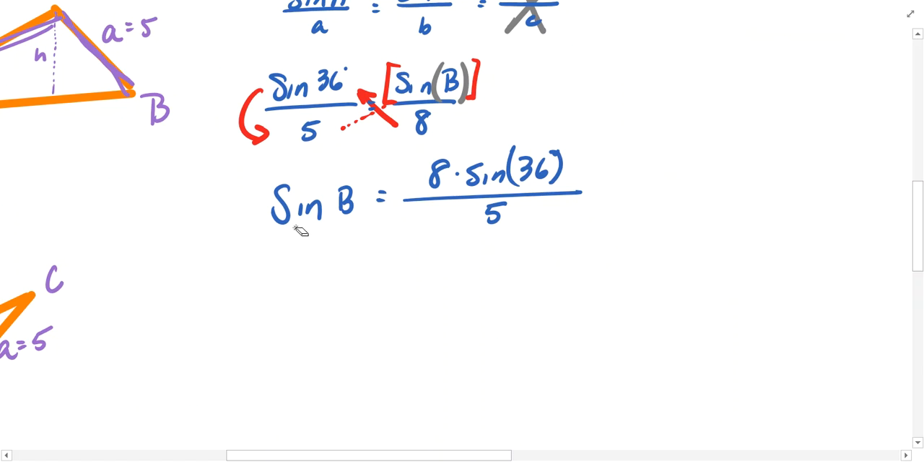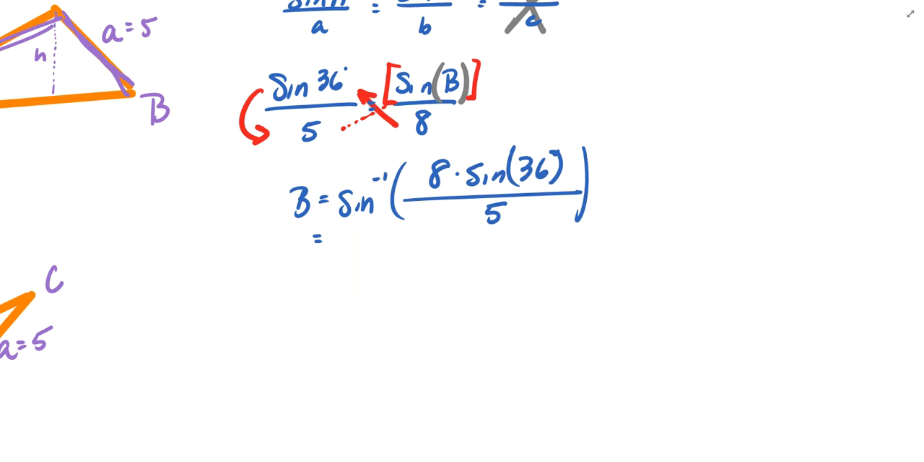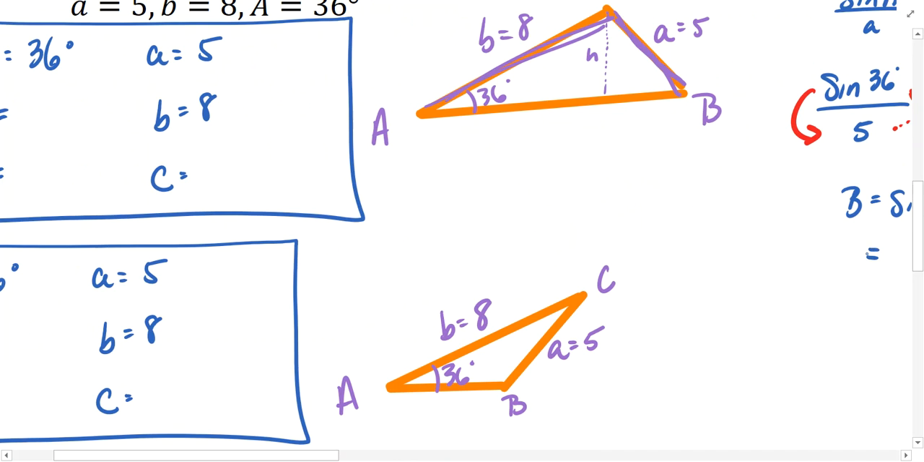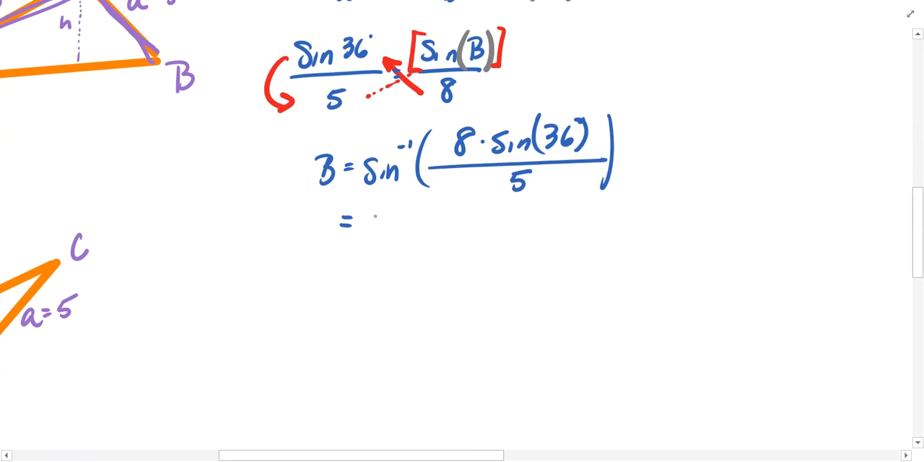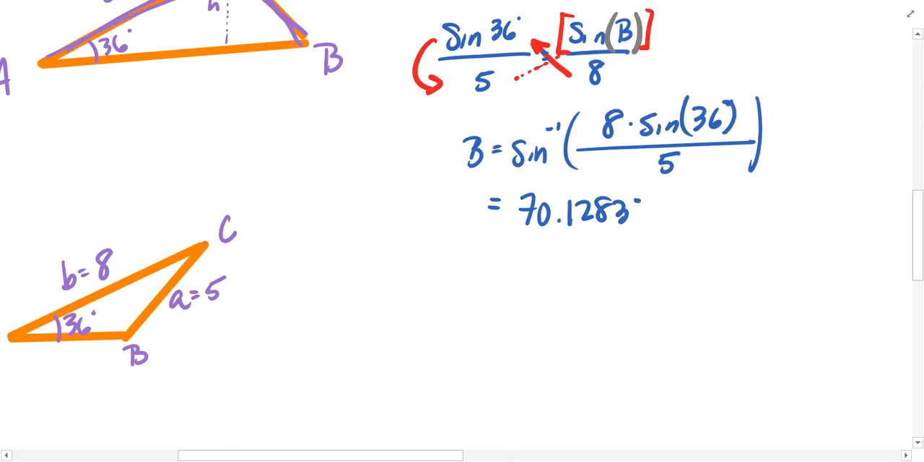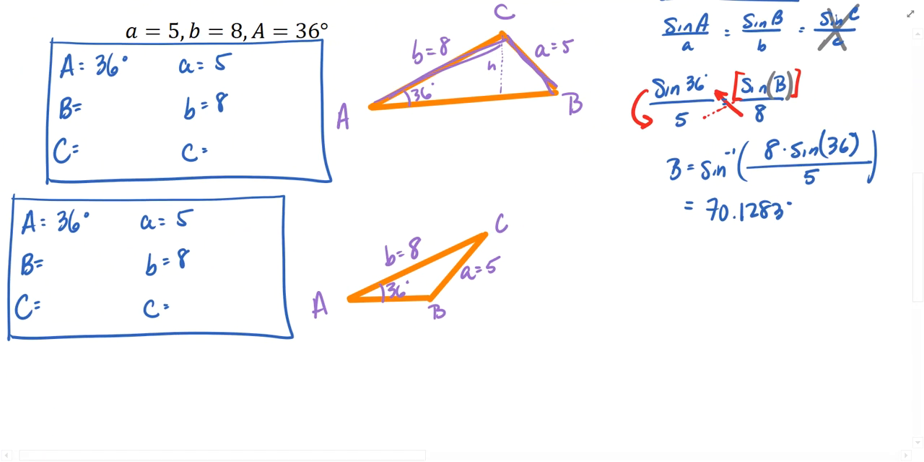And as you recall from prior lessons and prior videos, we can isolate the value b by applying the inverse of sine to both sides of the equation. And if I apply sine inverse to the right-hand side specifically, we will obtain the value for b. And if I evaluate this expression, as I've done off camera here with my calculator, I see that angle measure b is 70.1283 degrees.